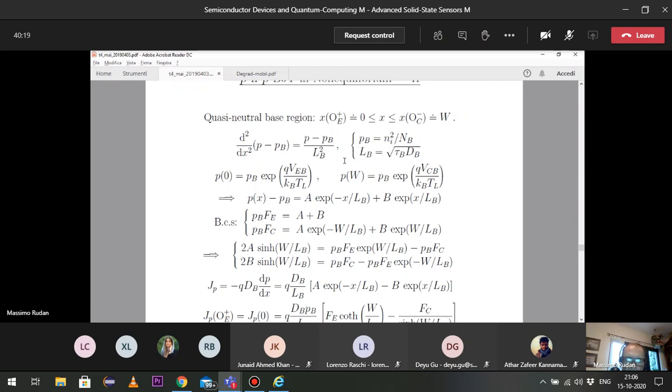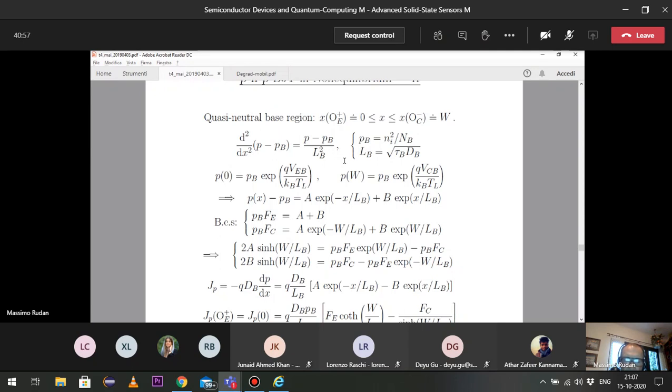The solution has the form P of x minus the constant Pb is equal to the linear combination of two exponentials, one with the negative sign and the other with the positive sign, and the two constants of the linear combination are generally called A and B. And we cannot eliminate any of them because there is no asymptotic condition. We can simply apply the two Shockley boundary conditions that are indicated above.